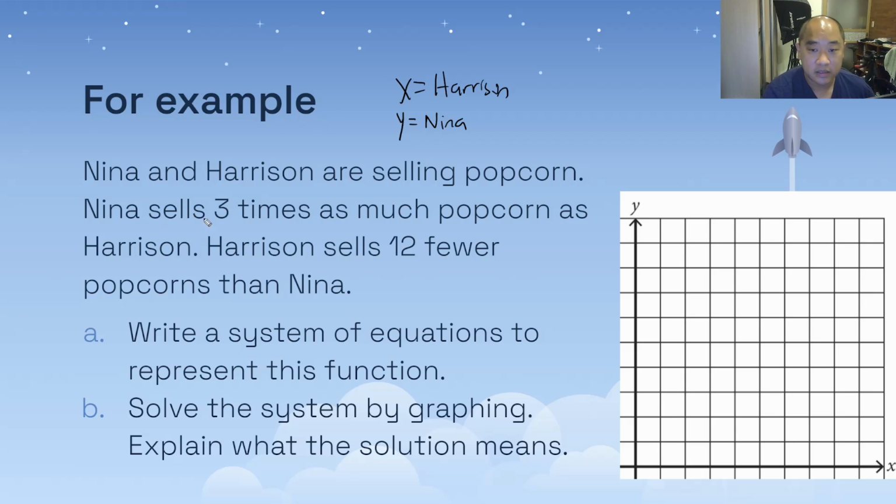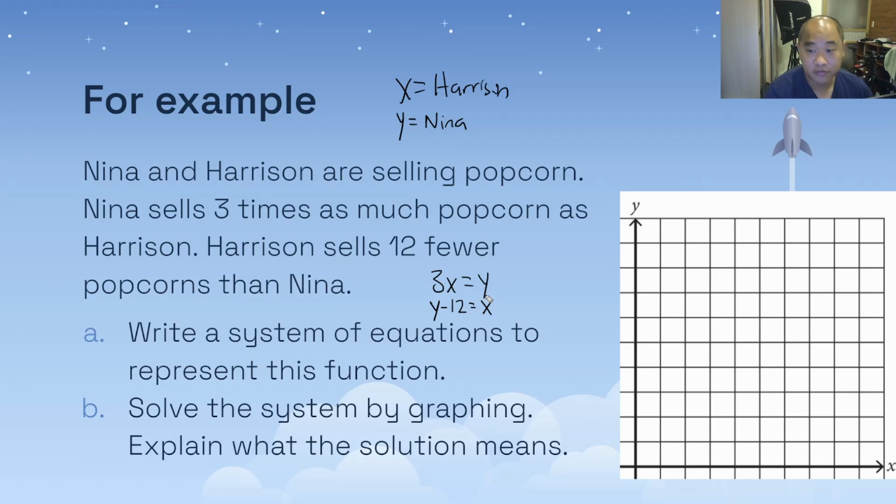So Nina sells 3 times as much popcorn as Harrison. So 3 times Harrison equals Nina, right? We know that from that sentence. The second sentence says Harrison sells 12 fewer than Nina. So Nina, Y, minus 12 equals Harrison, right?